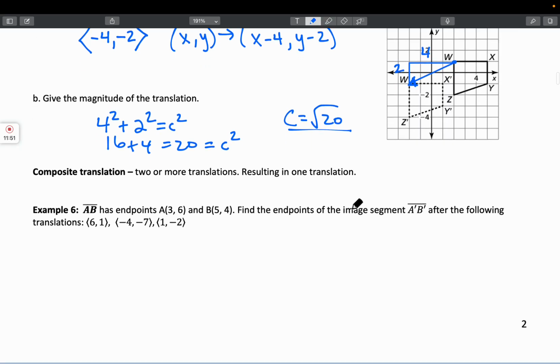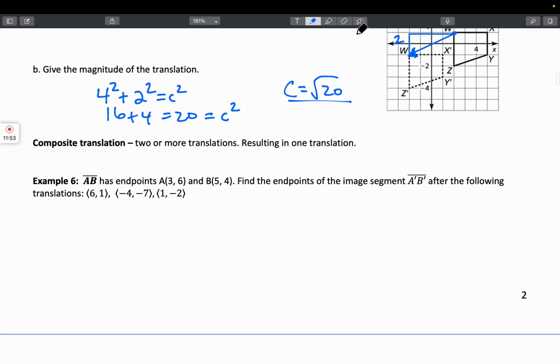All right, in our last example for today, we got a composite translation. A composite translation is simply 2 or more translations, which is really just the result of one translation. So here's segment AB. It's got endpoints at A, which is at 3, 6. And B, which is at 5, 4.